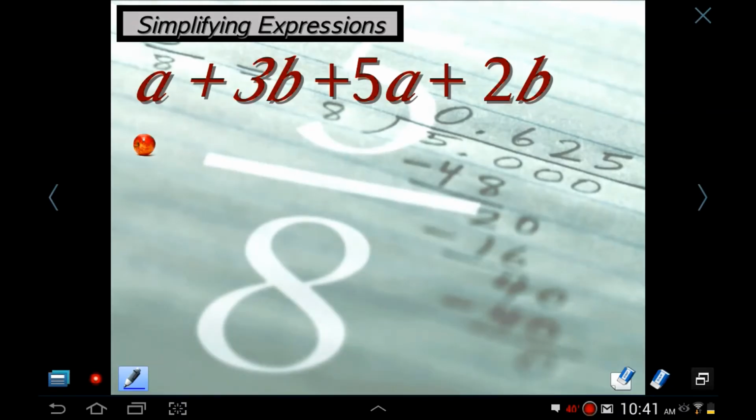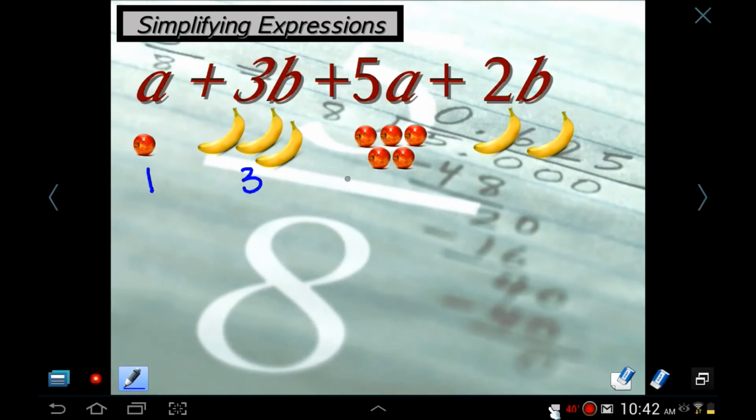A stands for apple, and so A really stands for 1A, one apple. B stands for bananas. So what we have is 3 bananas. So the coefficient 3 represents how many bananas there are. And then 5A stands for 5 apples, and 2B stands for 2 bananas. So if I were to try to add this up, 1 plus 3 plus 5 plus 2, if I were to attempt to add all that up, that would not make much sense.